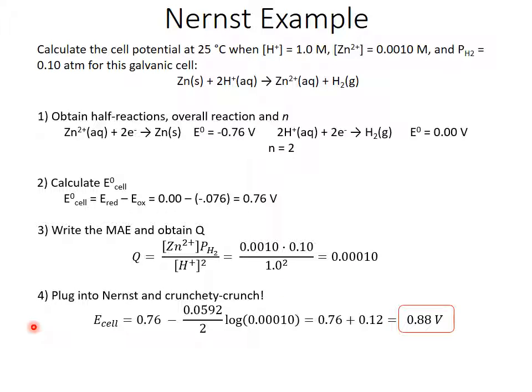Last, all we have to do is plug this into the Nernst equation and crunch our numbers. So E cell is going to equal 0.76 minus 0.0592 over 2 times the log of 0.00010. That gives us 0.76 plus 0.12, or a non-standard cell potential of 0.88 volts.